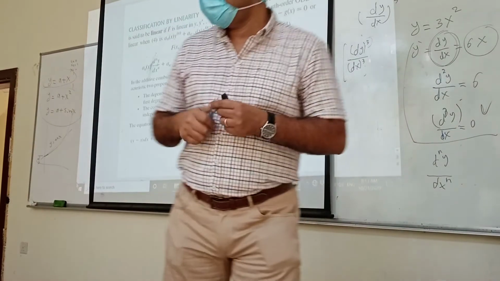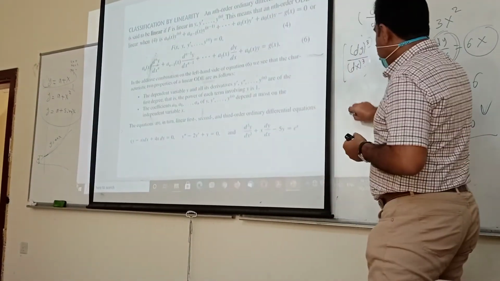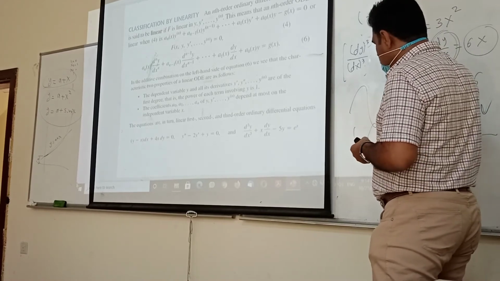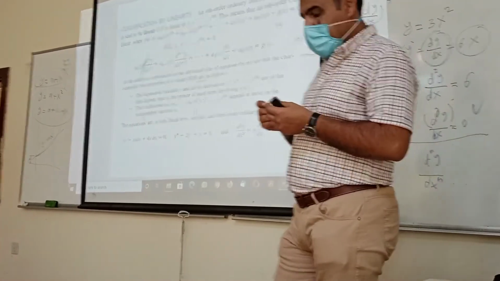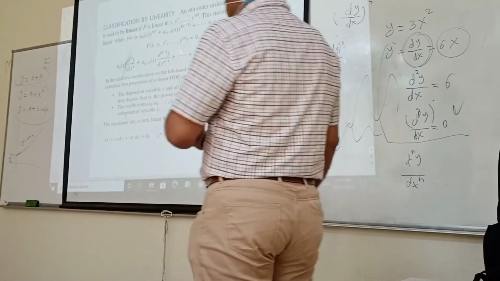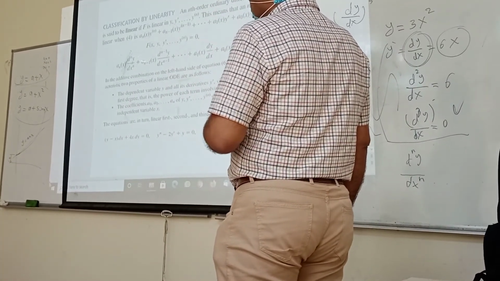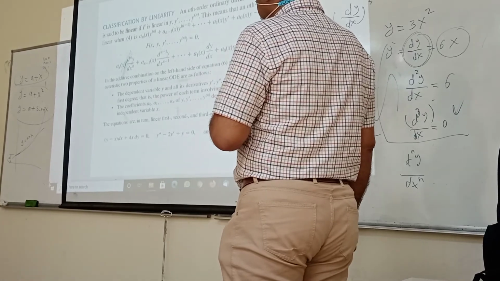Sine is also nonlinear, when you draw sine, when you draw cosine, those are nonlinear. Then, in this equation, what does it say? An nth order.